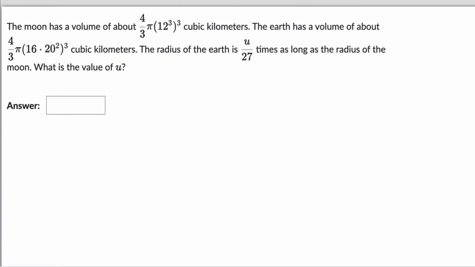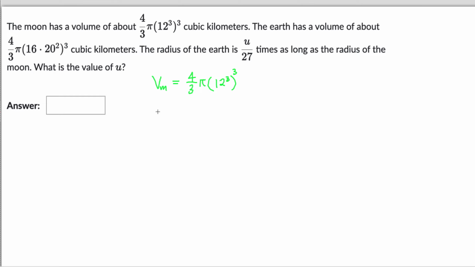Start doing tricky stuff. Okay, this is tricky. It takes some time, but we can all understand this. So let's go through the information they give you. They give you the volume of the moon. Okay, so the volume of the moon is equal to this expression, 4/3 pi, and then they have this parentheses here, which helps us out, 12 cubed.